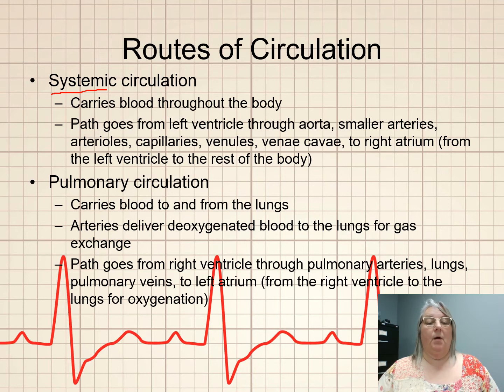Next is the pulmonary circulation. The pulmonary circulation relates to the lungs. And so this is the blood leaving the heart and being reoxygenated and coming back into the heart. So this path, it goes from the right ventricle through the pulmonary arteries, the lungs, the pulmonary veins, and then back to the left atrium.